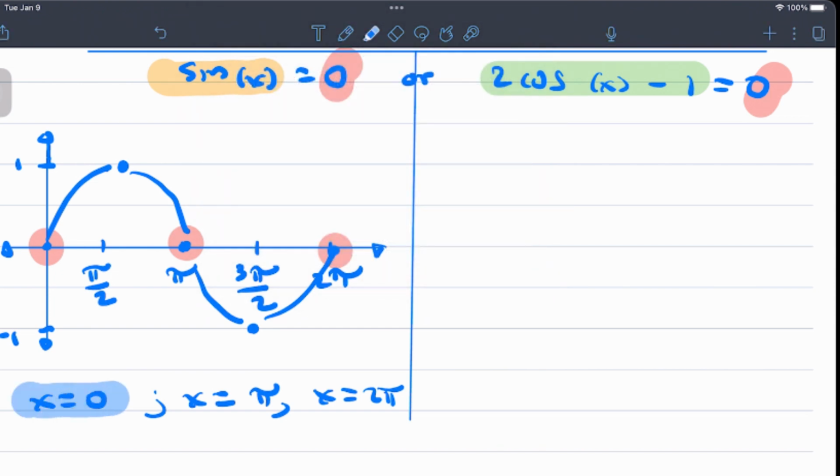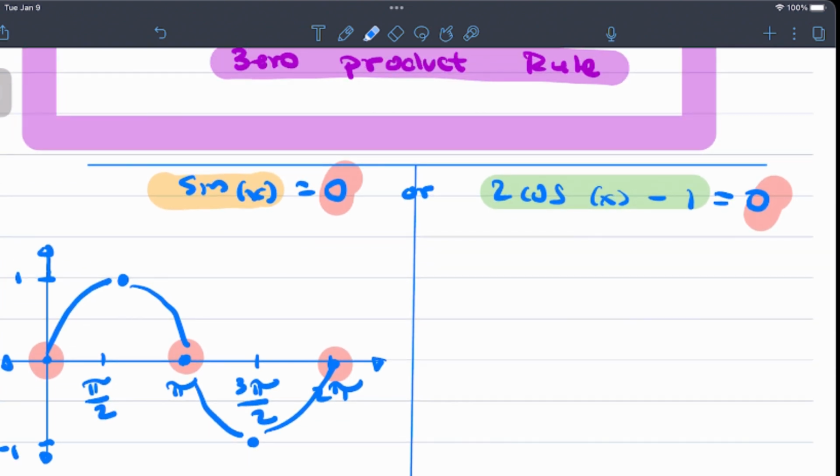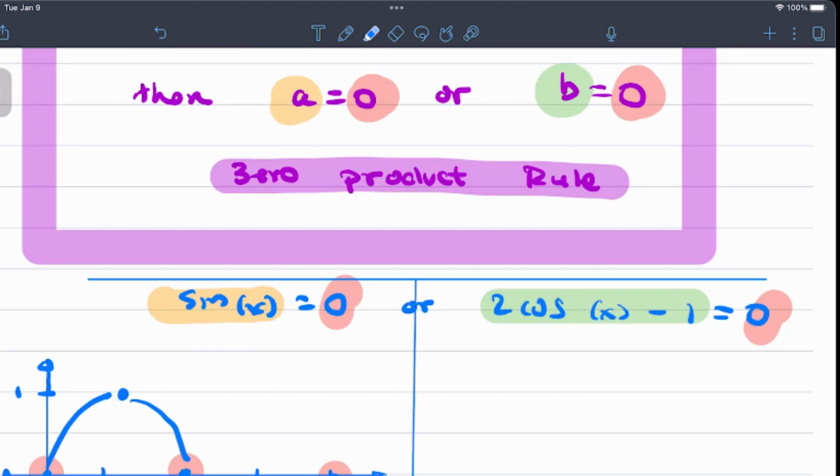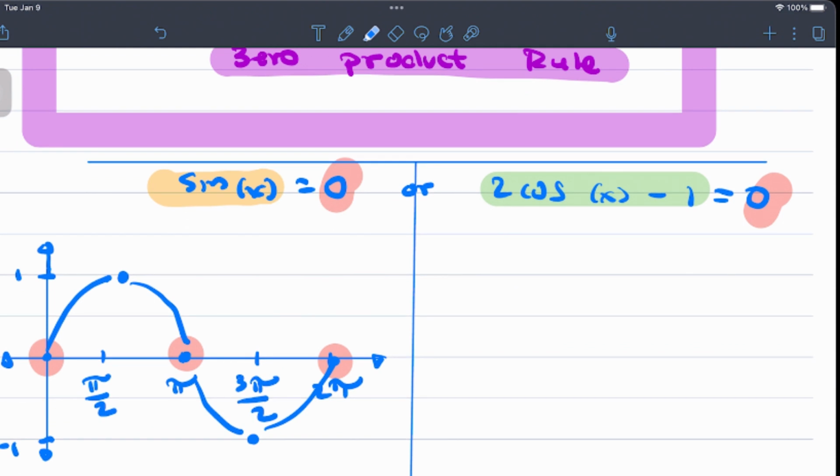Do you guys remember this here? This is why I asked you guys in the beginning of the course, where is sine 0? This is what you guys did. Okay, you guys remember these here? All right. Now, what about this one here? We already know how to solve these.